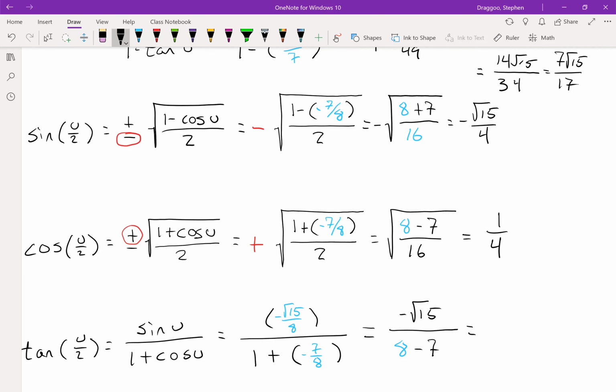Additionally, since we had already found sine of u over 2 and cosine of u over 2, we could have simply said the tangent of u over 2 would be sine u over 2 divided by cosine of u over 2, and gotten the same answer of negative root 15.